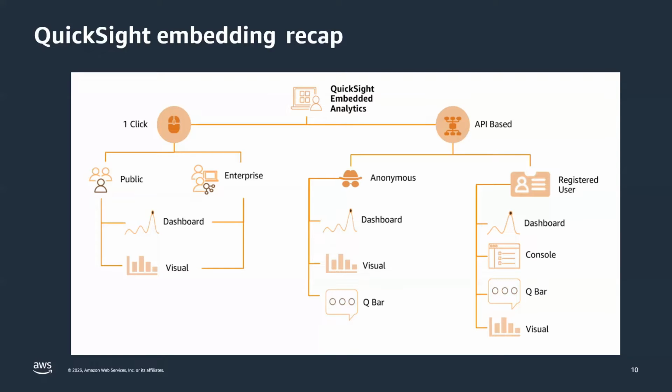On the other side, for developers, which is the main focus for today, we are going to talk about API based embedding, and we have different requirements from our customers over time. We have been hearing and we have been enabling various types of embedding here, which is registered user embedding for all those users that are already part of your QuickSight account. And if you do not want to manage, and we do understand at times there are millions of users who are using your application and you do not want to manage those users in QuickSight, in those cases you will use anonymous embedding.